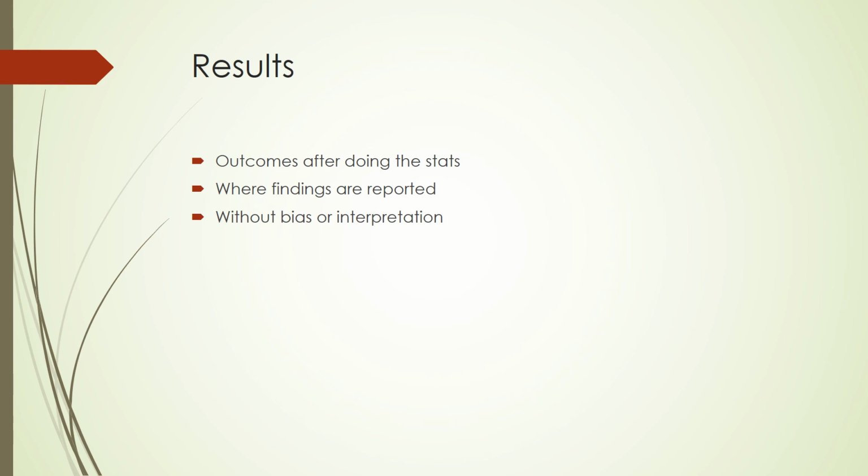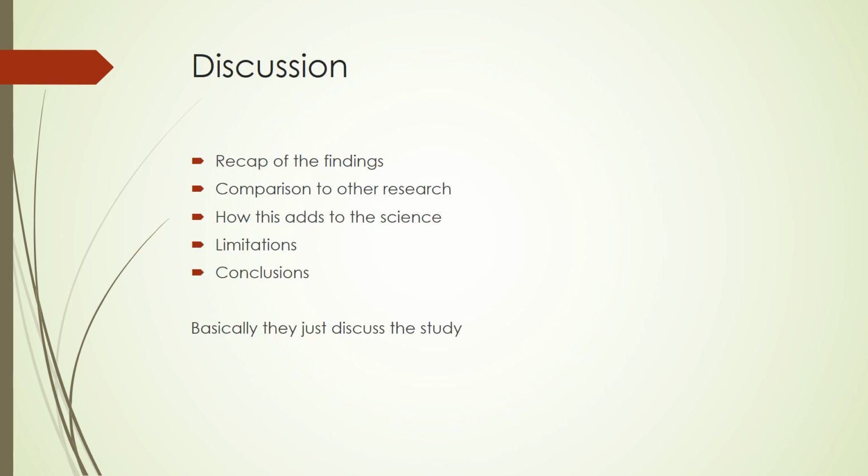Here, just talking about the results really quick. I know I only have a minute or so, but I think I can get through this. So outcomes after doing the statistics. This is where the findings are reported. Frequently, there are graphs and figures and tables accompanying this section. So whenever you're writing your results, that's what I expect to see: that this group was different from this group by whatever percentage, and this was our p-value after doing whatever statistic, without bias or interpretation.